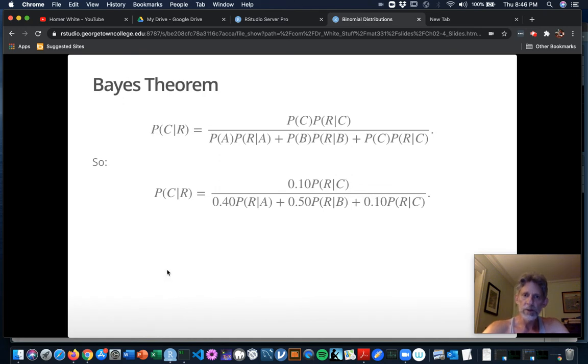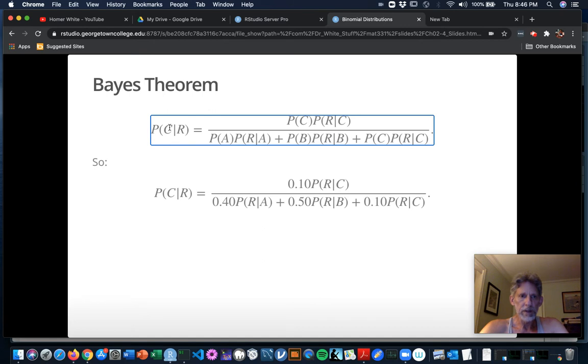So, we could trot out Bayes' theorem. The probability that it comes from C, given that we're rejecting it, is the probability that it comes from C times the probability that we reject something that would come from C, over this conditioning sum down here that gives you the probability of reject.